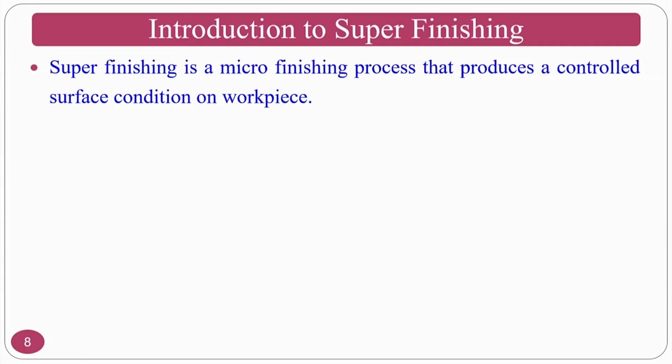Introduction to super finishing: it is a micro finishing process that produces a controlled surface condition on the workpiece. That means you can get the controlled surface roughness as per your requirement. If I want a certain surface roughness, then you have to play with your reciprocating frequency, amplitude, as well as how much pressure you are going to apply. If you can control those things, you can get the controlled surface roughness.